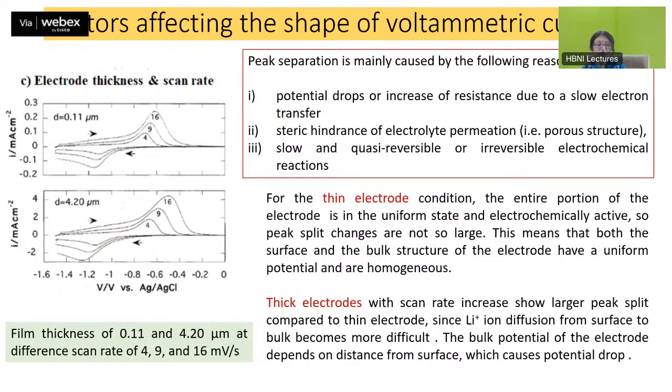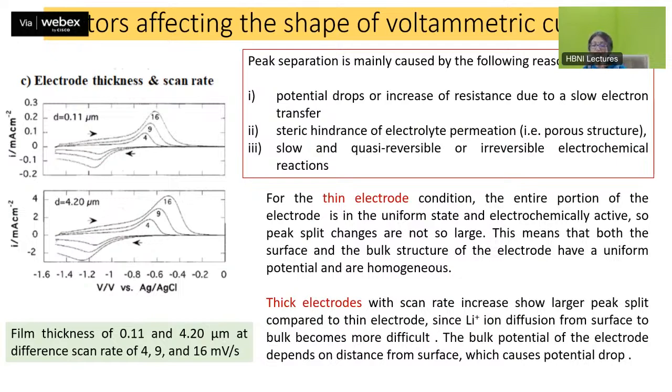Then there are other factors also, like the electrode thickness and scan rate. The peak separation, as we know, is mainly caused by the following reasons, which I've already discussed, but I'm reiterating here. It's the potential drop or increase in resistance due to slow electron transfer, steric hindrance of electrolyte permeation or a porous structure, and slow, quasi-irreversible or irreversible electrochemical reactions. And this is what gives rise to the peak separation.